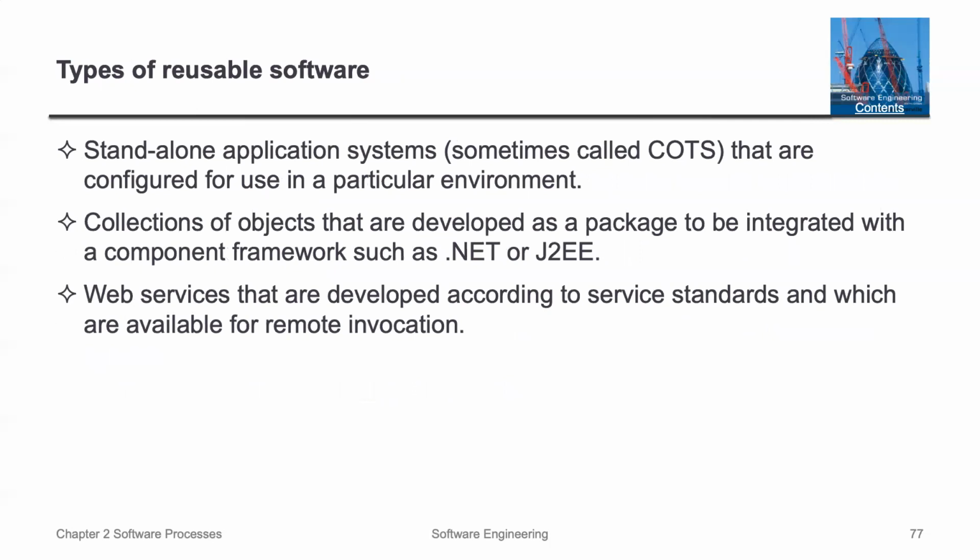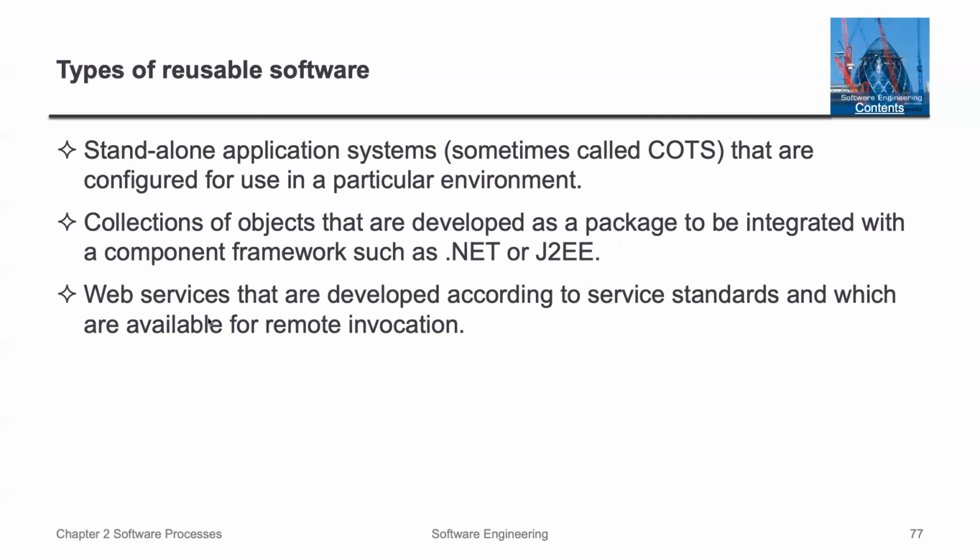So let's talk a little bit more about types of reusable software. Standalone applications, like we use this term on the last slide, COTS, can be commercial off the shelf that are configured for use in a particular environment. So that would be one thing that we can consider. You can have collection of objects that are developed as a package to be integrated with a component framework such as .NET or J2EE, if you're thinking in terms of an enterprise Java environment.